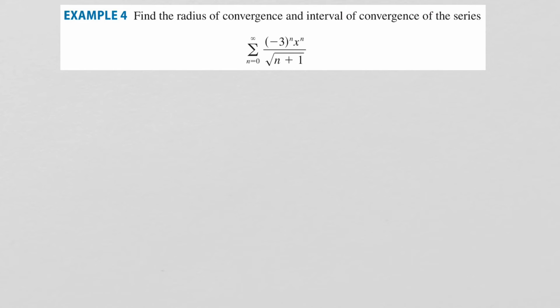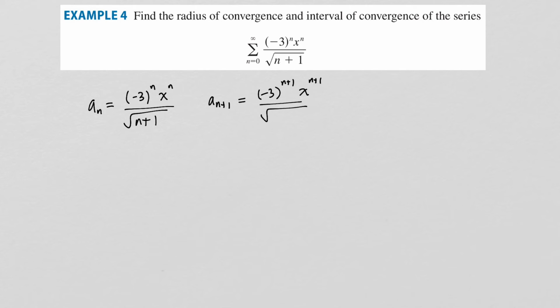Let's find the radius of convergence and the interval of convergence for the following series. So again, we're going to use the ratio test for absolute convergence. a_n will be -3 to the n times x to the n divided by the square root of n plus 1. And a_(n+1) will be -3 to the n plus 1, x to the n plus 1, divided by the square root of n plus 1 plus 1, which is the square root of n plus 2.